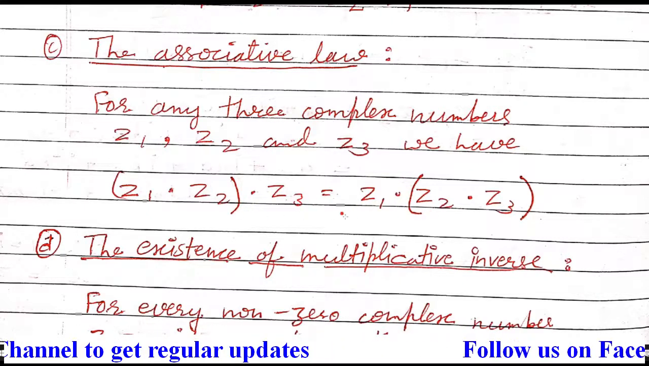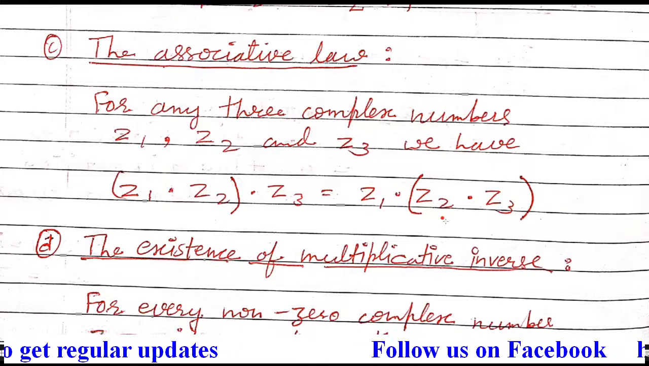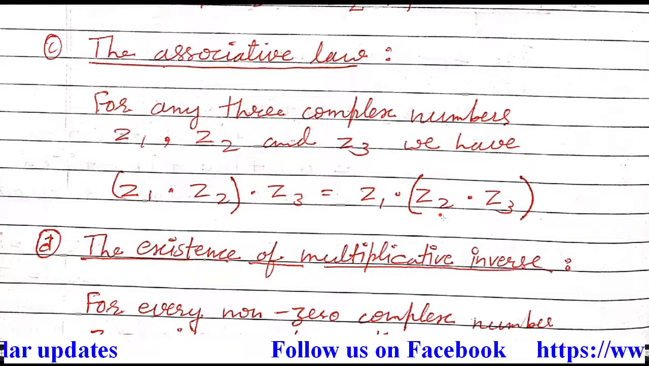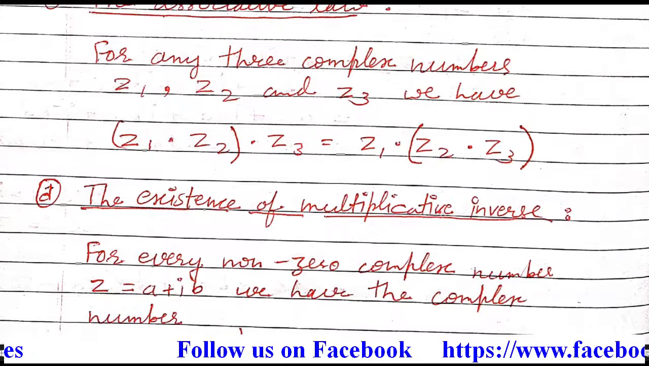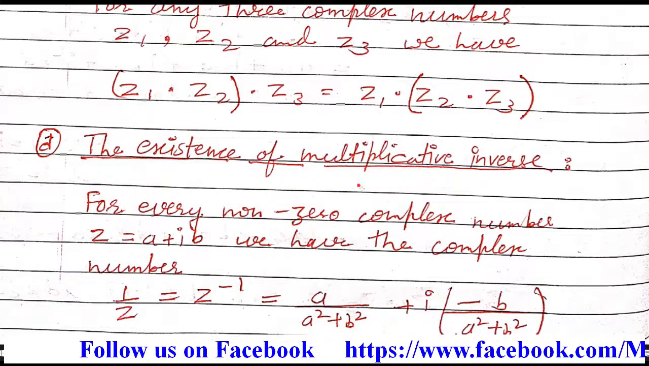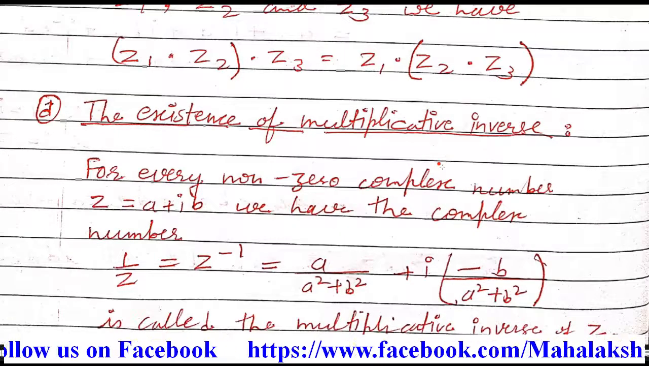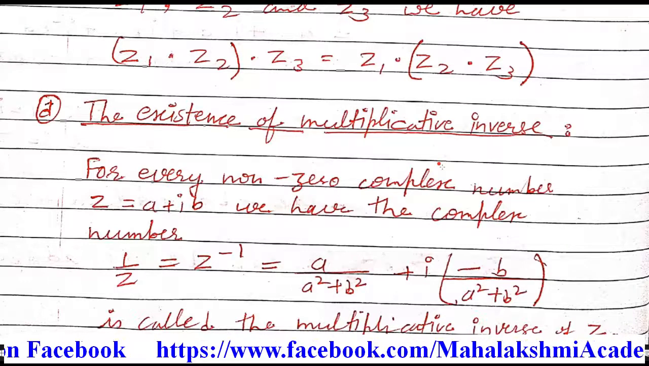So this is named as the associative property. So multiplication is associative in the complex number set. Now, existence of multiplicative inverse. So what is going to be the inverse of any complex number?